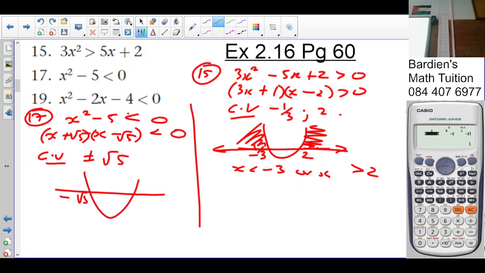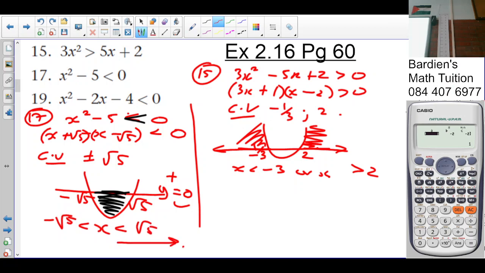So that's going to be negative root 5 and root 5, with the graph greater than and less than. The question is, where is the quadratic less than 0? So it's this part here. Can you see that, people? You say x is greater than negative root 5 and x is less than root 5. And the last one is going to go into the quadratic formula. I'm sure you know what to do. It's a continuous solution.